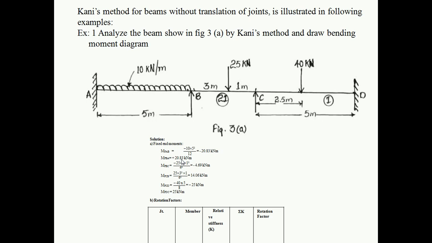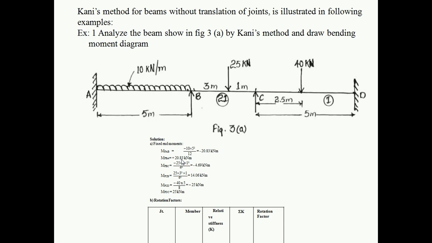Now moving towards span CD. Fixed end moment CD is minus WL divided by 8, as CD consists of a central point load. W is 40 kN and the span is 5 meter. So minus 40 into 5 divided by 8, we get minus 25 kN·m. Fixed end moment DC is plus WL divided by 8, so we get 25 kN·m.